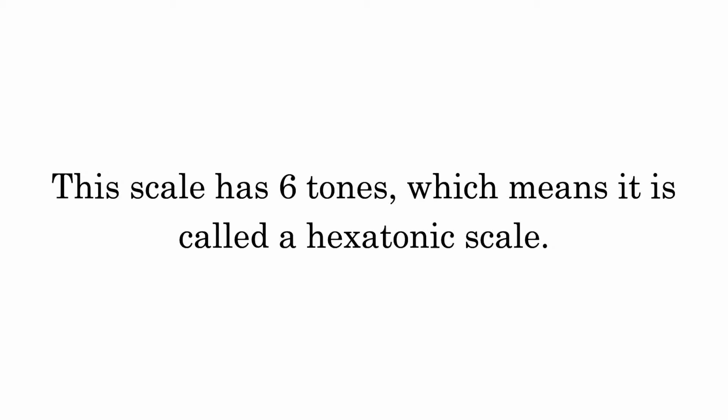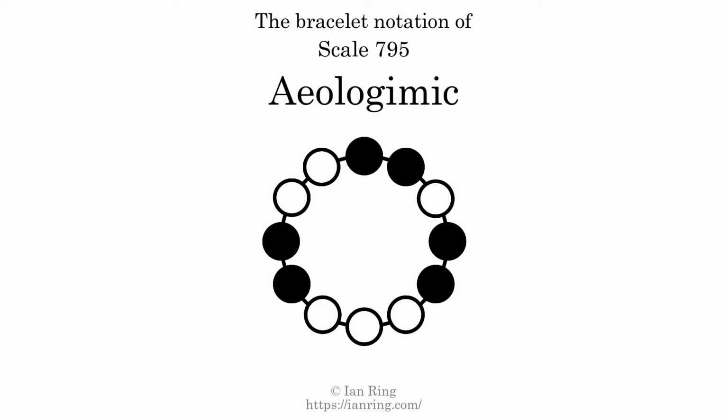This scale has 6 tones, which means it is called a hexatonic scale. This is a bracelet notation diagram of scale 795. The shaded circles represent tones that appear in the scale, and they are read clockwise, starting at the top.